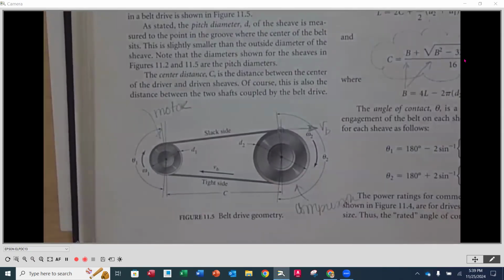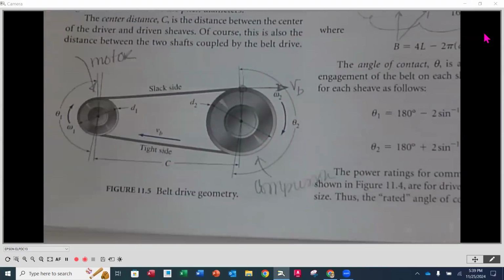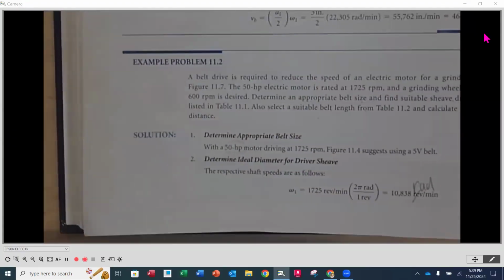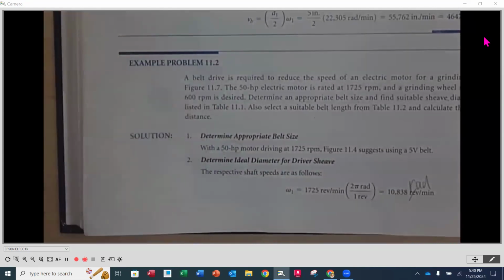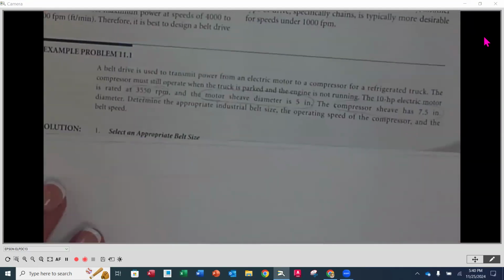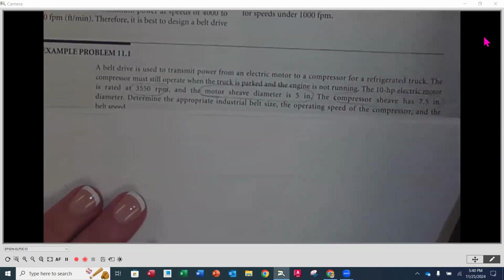So let's look at this example. This is our first practice problem that we'll be looking at, that you'll be handing in. So this is example 11.1. I'm going to go underneath here.